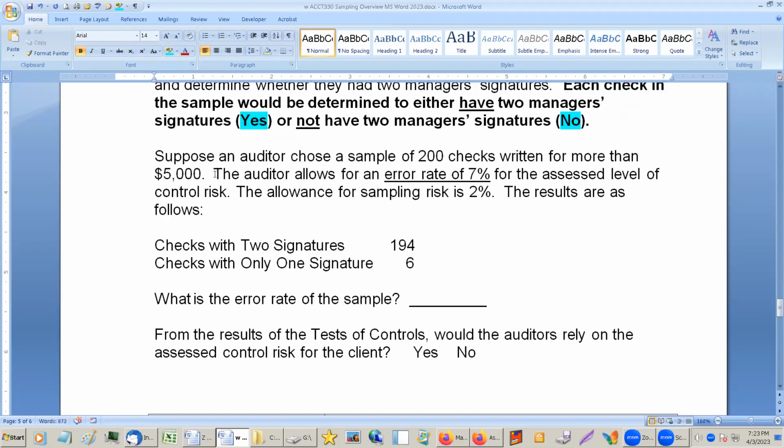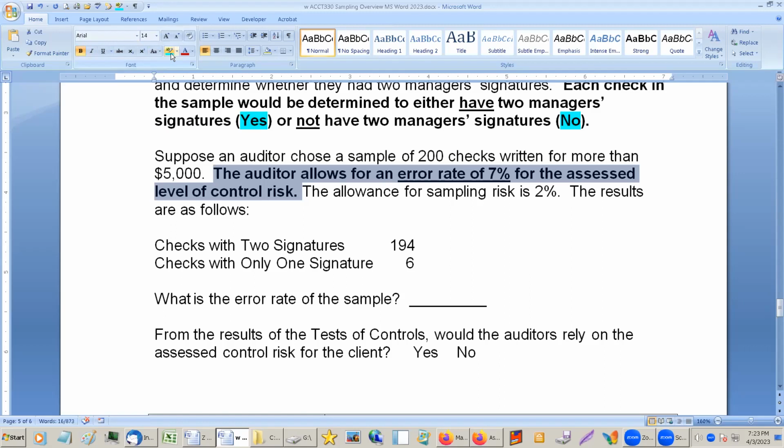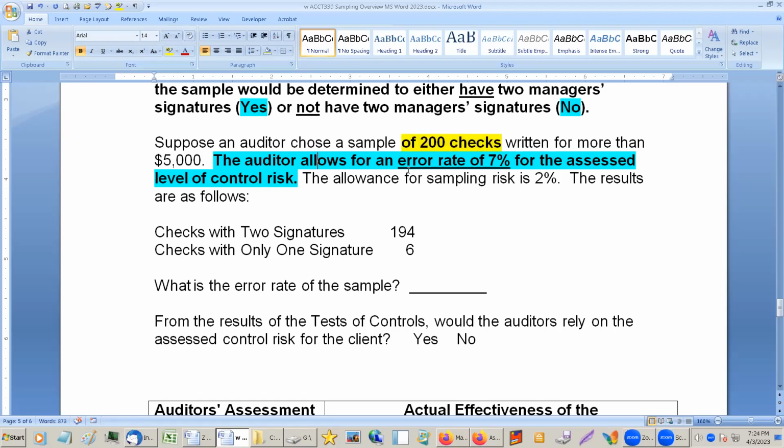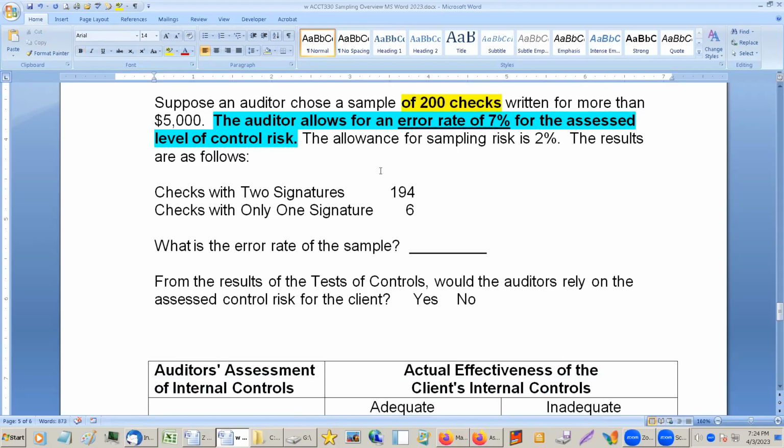The auditor allows for an error rate of 7%. The sample was 200 checks. And the allowance for sampling risk is 2. We'll get to that later.